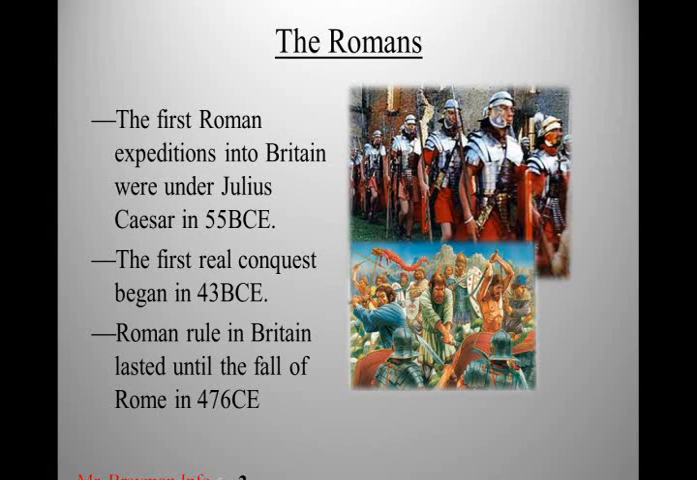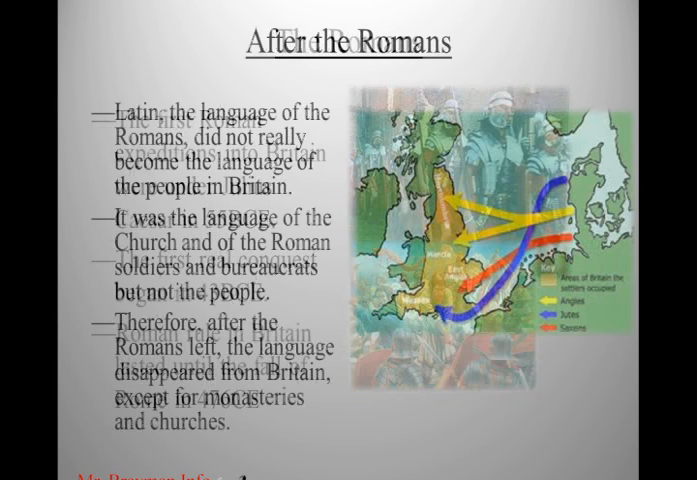The first Roman expeditions into Britain were under Julius Caesar in 55 BCE. The first real conquest began in 43 BCE, the year after Caesar's assassination. And as you know, Roman rule in Britain lasted until the fall of Rome in 476 CE.